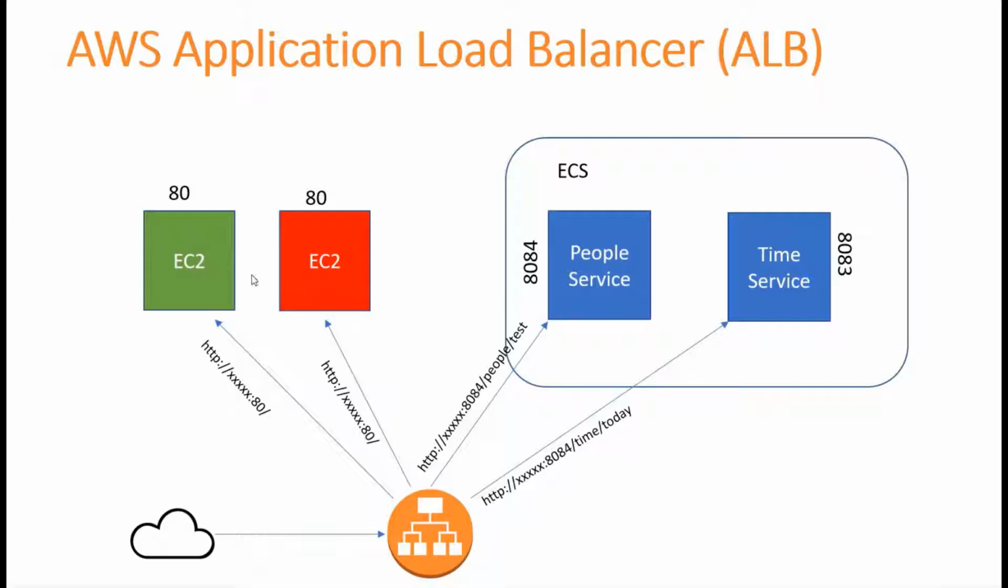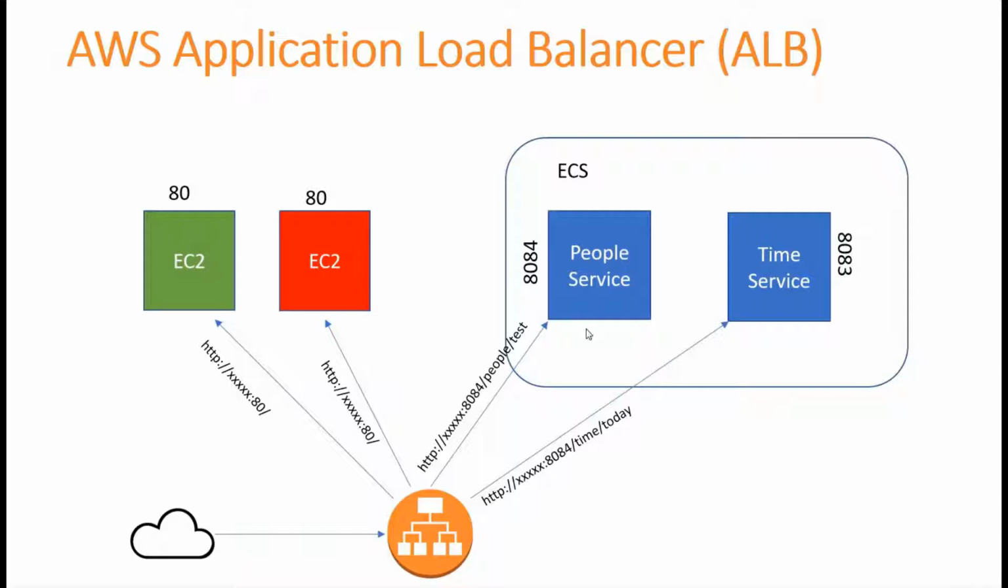Among them also, since it's a load balancer, it cannot distribute to both. So the first request will go to either green or red, and alternately it will go to the other EC2 instance.